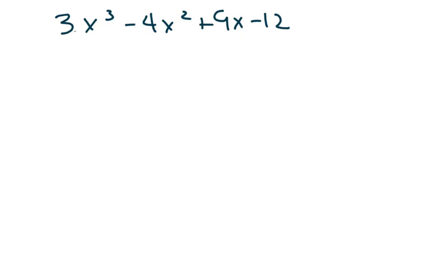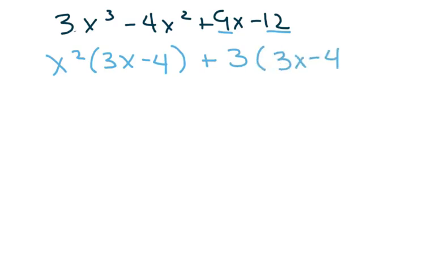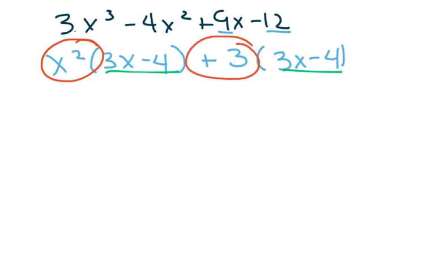Here's another one that's factoring by grouping, I believe. Let's see if I can factor by grouping. So I'm going to pull out x squared here, and I get 3x minus 4, plus I'm going to factor out a 3, and I'm going to get 3x minus 4. You only can factor by grouping if your two factors here are the same. Since they are the same, I can group them together, and then just combine. This is just going to be 1.